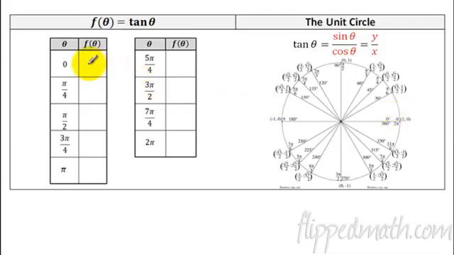So that's going to be a 0. When else is the y value a 0? Way over here at pi. So it's also a 0 there. And then it comes back around in a full circle again, and then this is 0. So that one's where the tangent value is a 0.